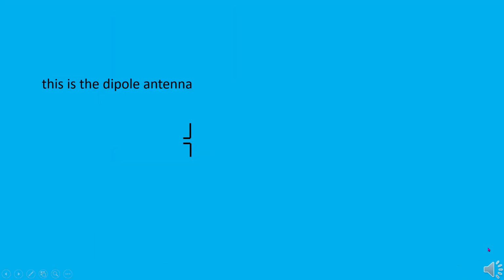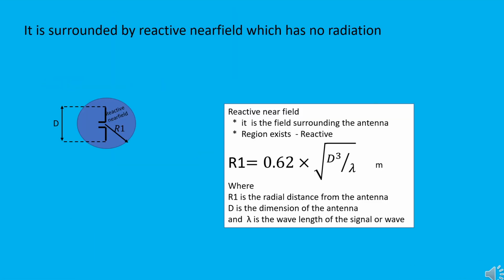So here we have the dipole antenna, and the dipole antenna is surrounded by reactive near field, which has no radiation. The region that exists is reactive, and the radial distance up to which this reactive field exists can be calculated using this formula: R1 = 0.62 √(D³/λ) meters, where R1 is the radial distance from the antenna, D is the dimension of the antenna and λ is the wavelength of the signal.